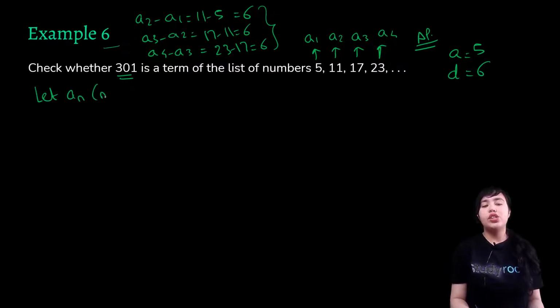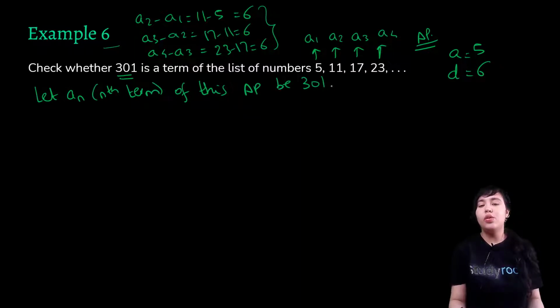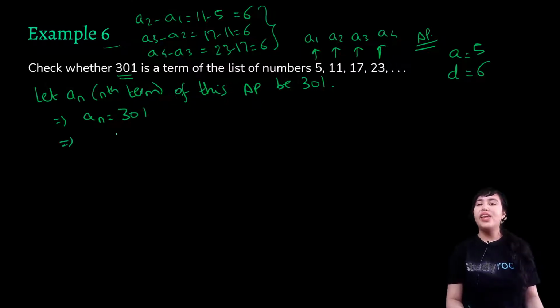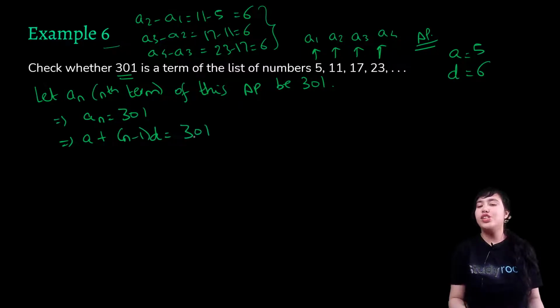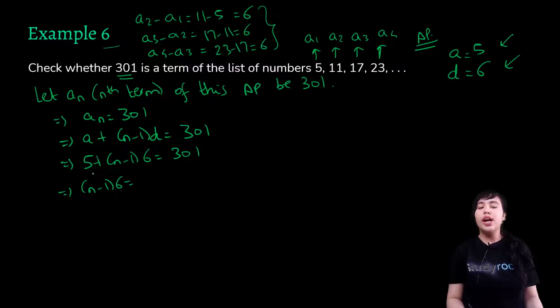So let AN, which is the nth term of this AP, be 301. Now what does this mean, that AN is equal to 301? Now tell me the formula for AN. Well, that's A plus n minus 1 into D, and we are equating it to 301. Now do you have the values of A and D? Yes, we do. A is 5, D is 6, so substitute them over here and you will get this. So it means that n minus 1 into 6 is equal to 301 minus 5. So that will be 296.